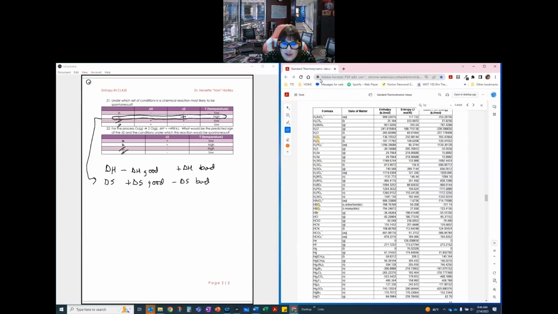And of course, I need to take in energy. That delta H is positive. So if my delta H is positive, I need to take in energy to get it to happen. So the higher the temperature is, the more likely I am to have the energy that is required to make that happen. So that's why I chose the one that I chose. Okay? So hopefully that makes sense to you.